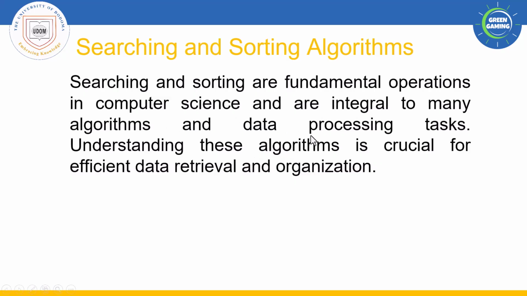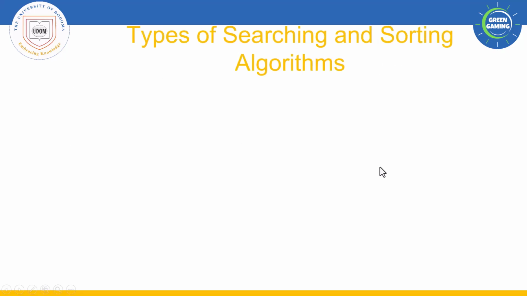Searching and sorting algorithms are fundamental operations in computer science and are integral to many algorithms and data processing tasks. Understanding these algorithms is crucial for efficient data retrieval and organization. Okay, so types of searching and sorting algorithms.